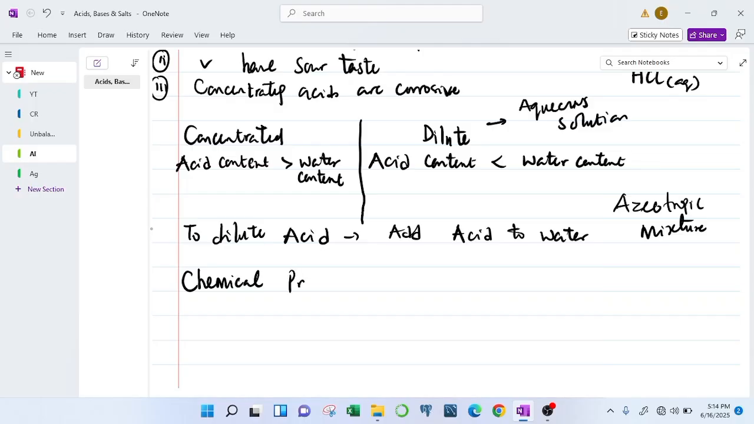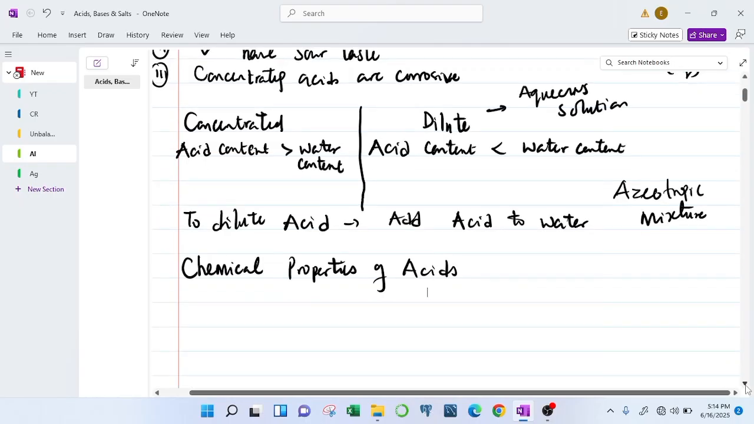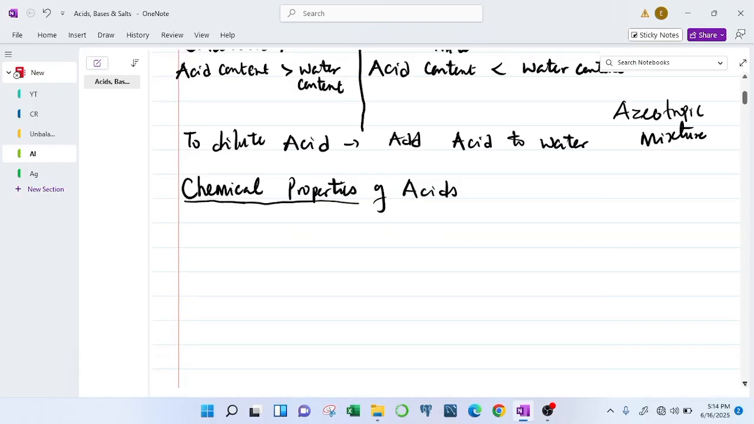Next is chemical properties of acids. What this one means is that it involves chemical change. Again, people can go beyond the three I'll be giving here, but these are the major three, which you are going to be finding out or using even as you move further in chemistry.